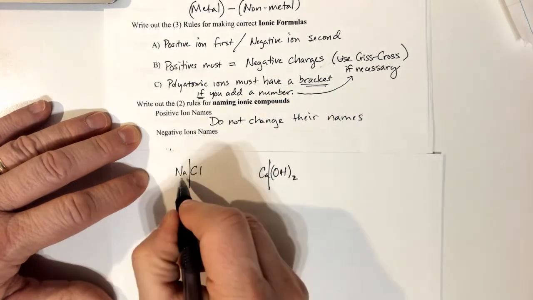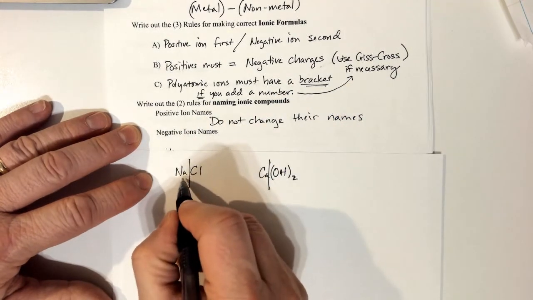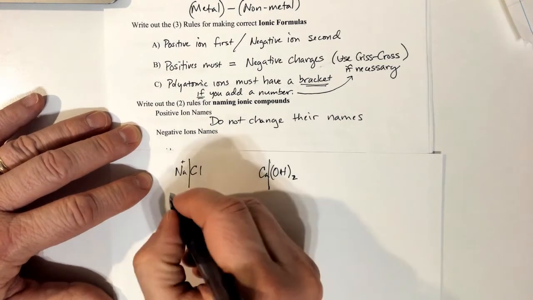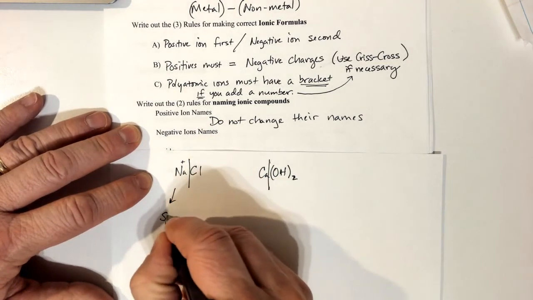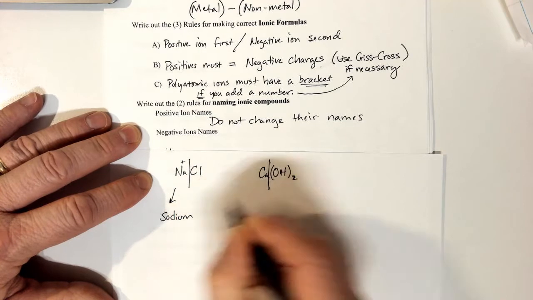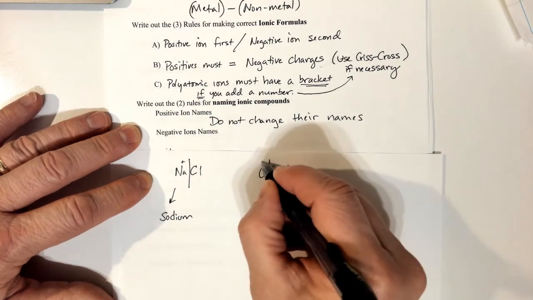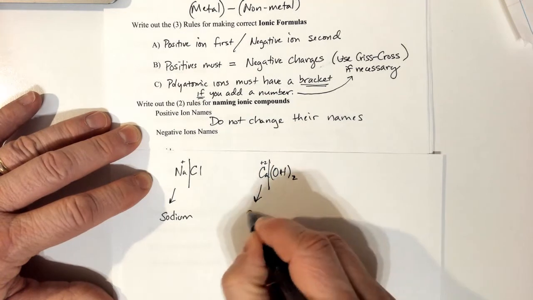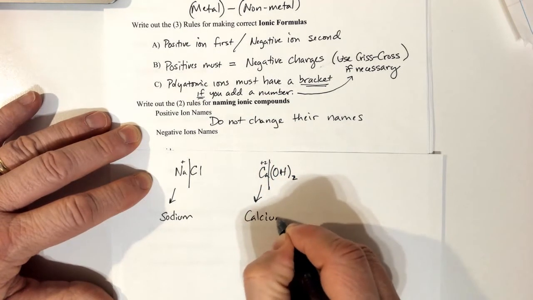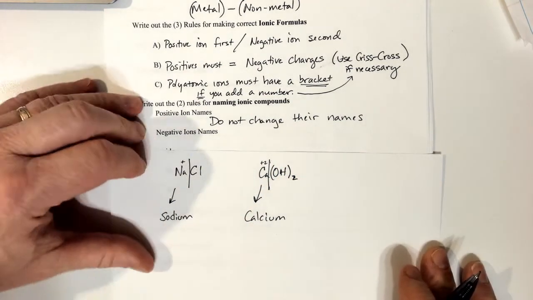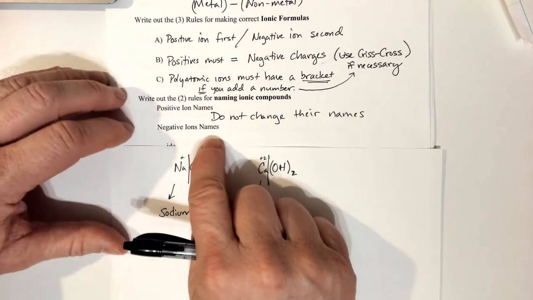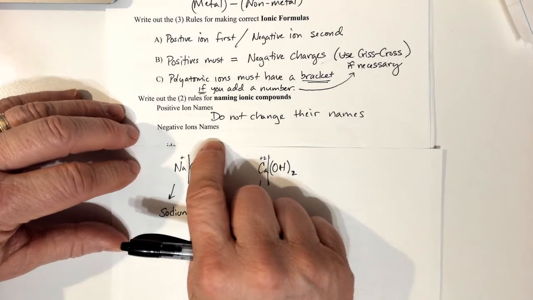So Na, which is called sodium, whether it's in a formula and has actually an ion, it still is called sodium. Calcium, Ca, whether it's in a formula and has a +2 charge, it's still called calcium. So they never change their name, okay? And then what about negative ions? Negative ions, well, they have a name change.